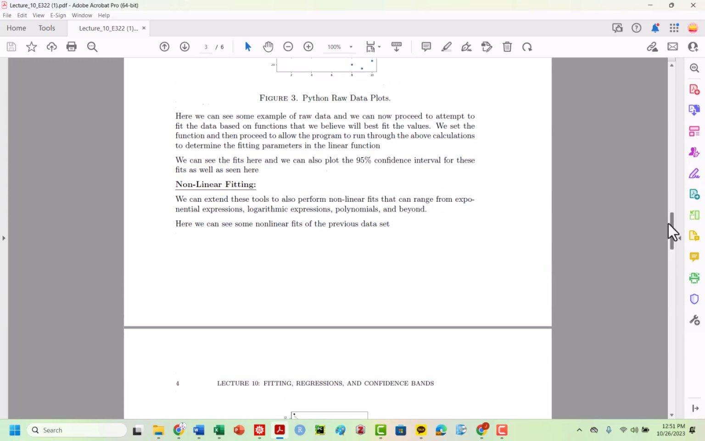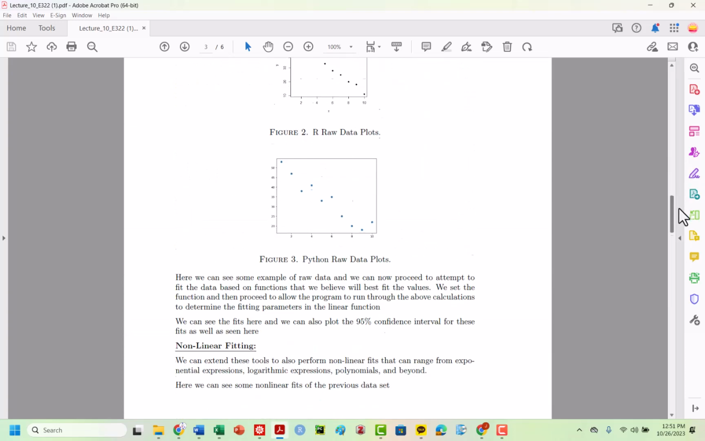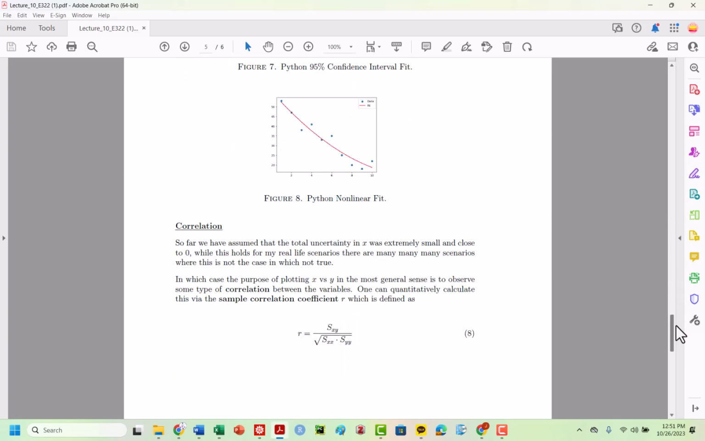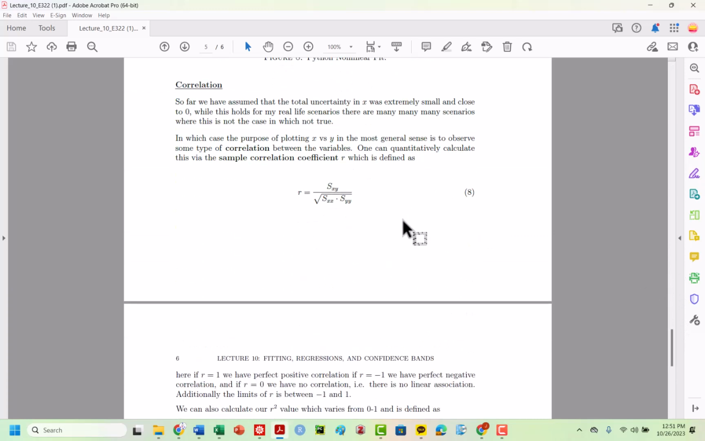Now, the method of least squares is much more difficult to perform on some of those fits, but we have other tools, correlations, and values that we can use to see whether it is a good fit or not. One of those values is correlation. We've assumed the total uncertainty in x was small and close to 0, but there are a lot of real-life scenarios where this is not true. When we're plotting x versus y, in the most general sense, we want to observe whether the variables are correlated. One way we can tell is with our correlation coefficient r.